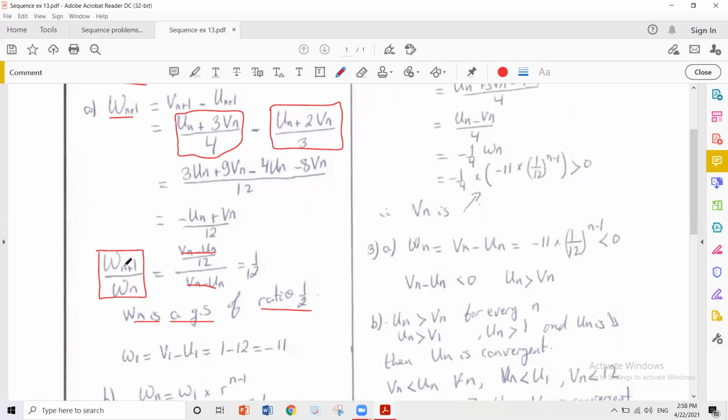Since Wn plus 1 over Wn equals 1 over 12, which is constant, we call it the ratio, 1 over 12. Yes.